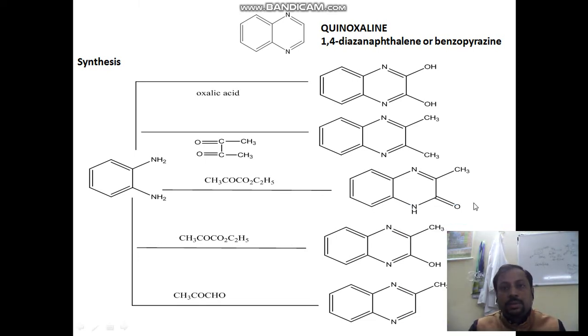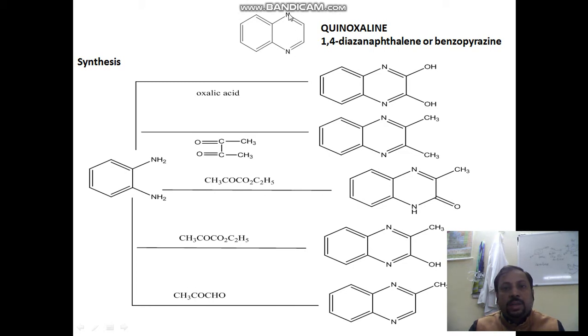Today I'll take up these two very important heterocyclic molecules, that is quinazoline and pteridine. Here these are, you can say, fused dihetero molecules. Two rings are fused and two heteroatoms are present.